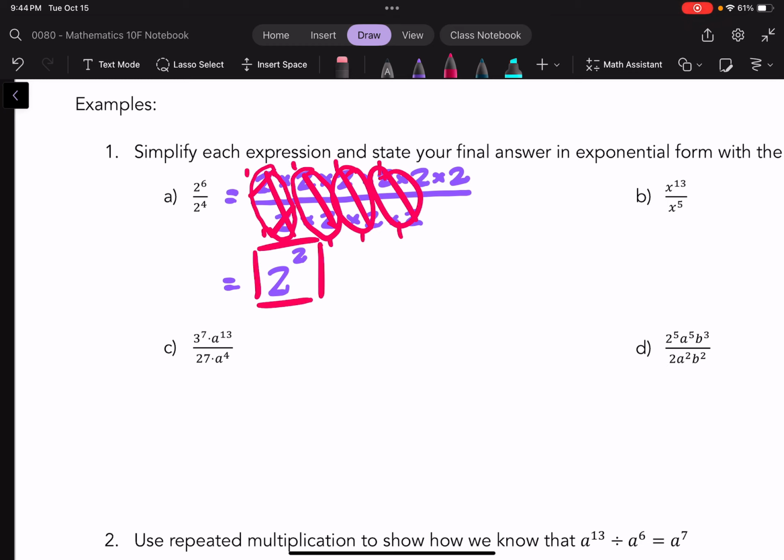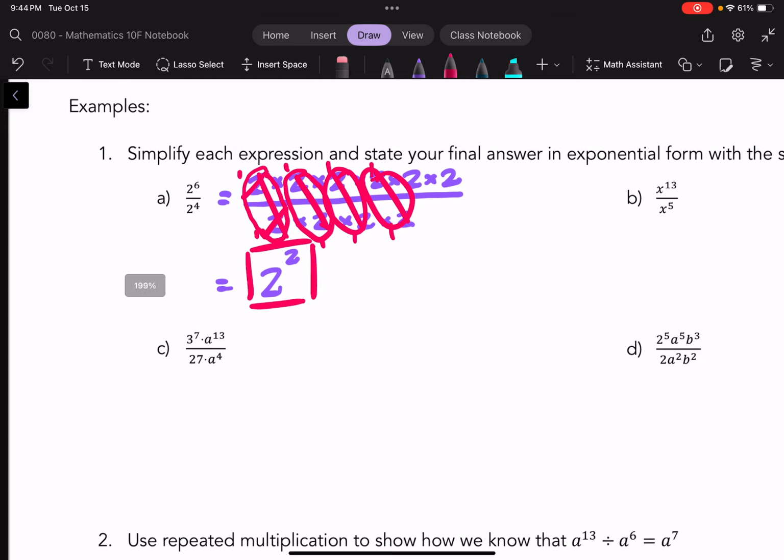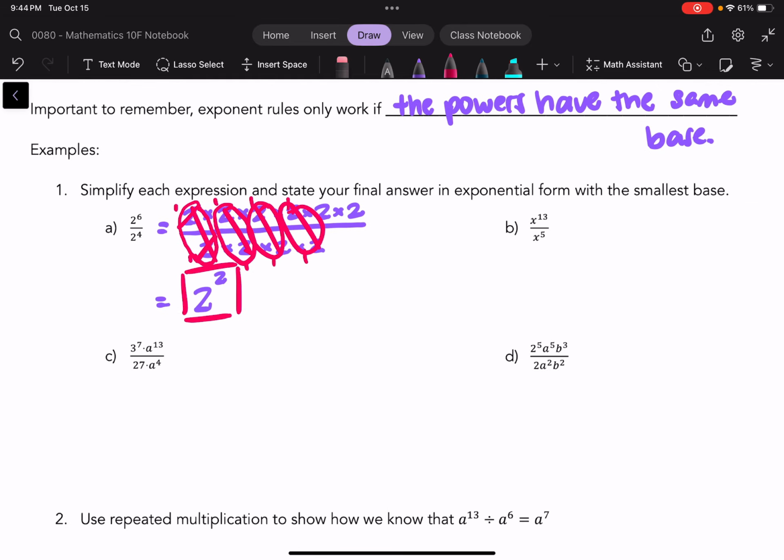But I cannot stress enough how great repeated multiplication is if I am ever stuck and I forget that exponent law. Okay, we're going to do the rest using the exponent laws. I actually would love if you could pause the video, try example B, C, and D, and then reconvene in a few minutes.